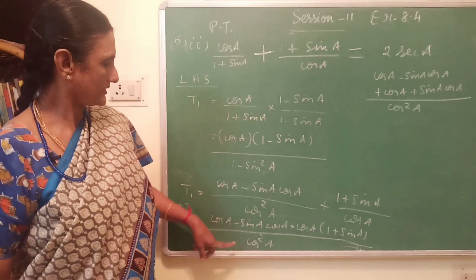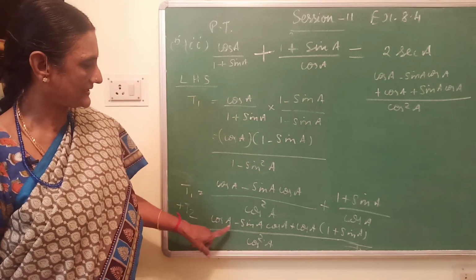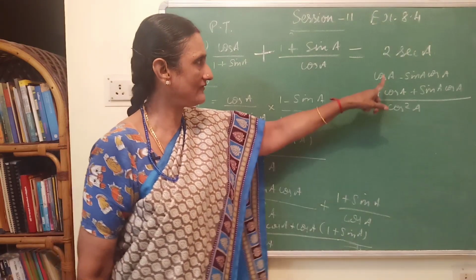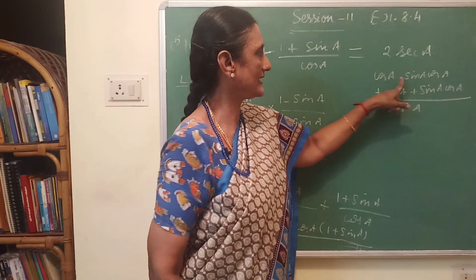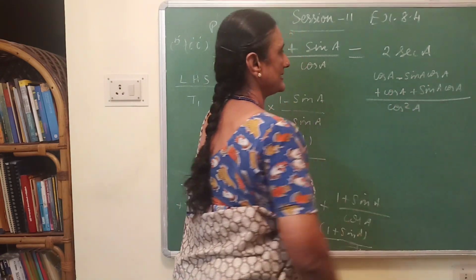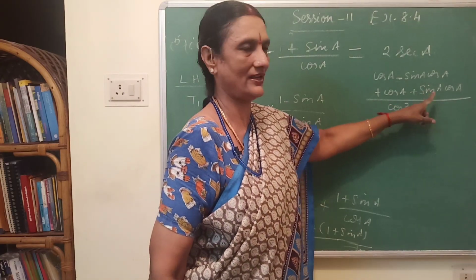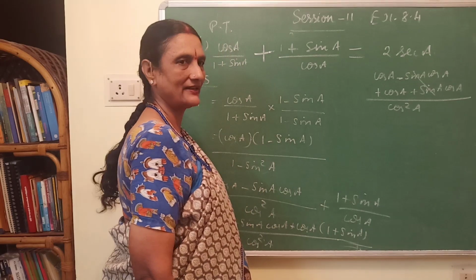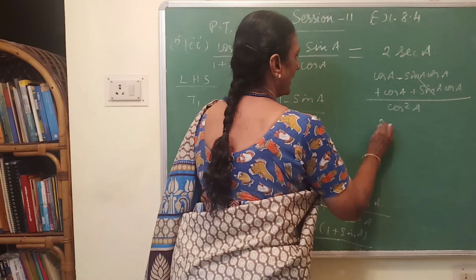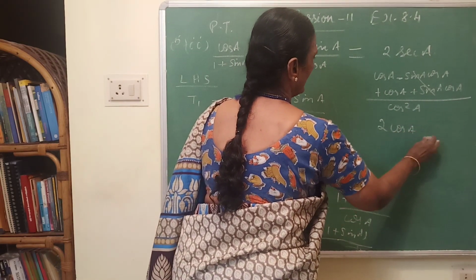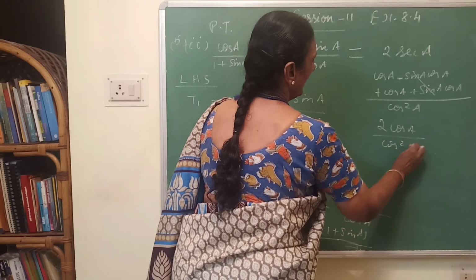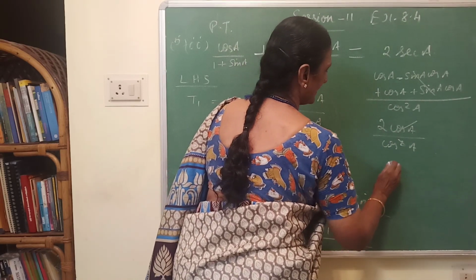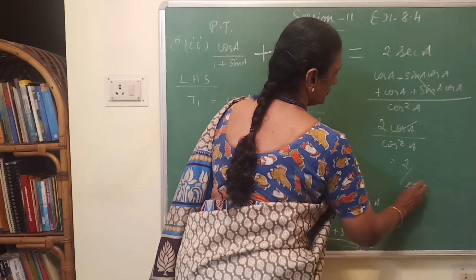If there is no clarity, or if you want me to explain again, I will do it. So again, I have simplified both the terms: cos A minus sin A cos A plus cos A plus sin A cos A. The plus sin A cos A and minus sin A cos A will get cancelled. I will get 2 cos A divided by cos square A, and this is power 2, this is power 1. So obviously this gets cancelled and we will be getting 2 by cos A.